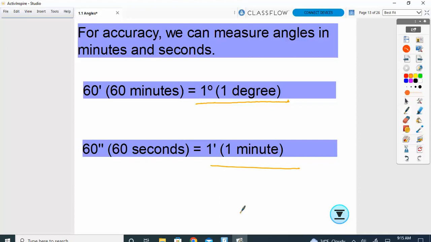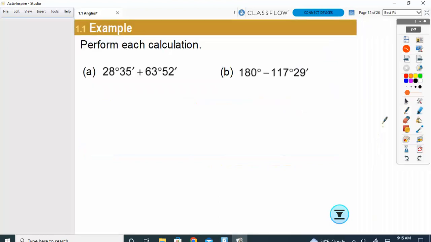So we have our circle for degrees. 1 tick mark means minutes. 2 tick marks means seconds. And we can do calculations with these, just like we would with decimals or anything else. So we can add, subtract. We're not going to multiply or divide, but we will add and subtract with these. So let's try a couple. It's going to kind of take you back to your elementary days.